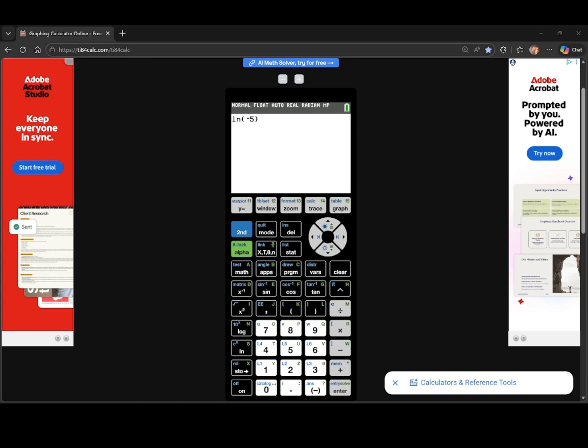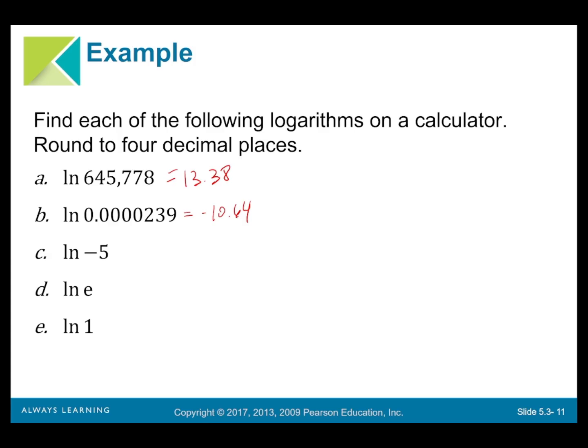The next ones we're asked for are a couple that we can do by hand. So we will go back to the slides now. Here we are. This one, of course, does not exist. Natural log of e, we've already seen that before. This is log base e of e. That, of course, is 1. And the natural log of 1, of course, is 0.